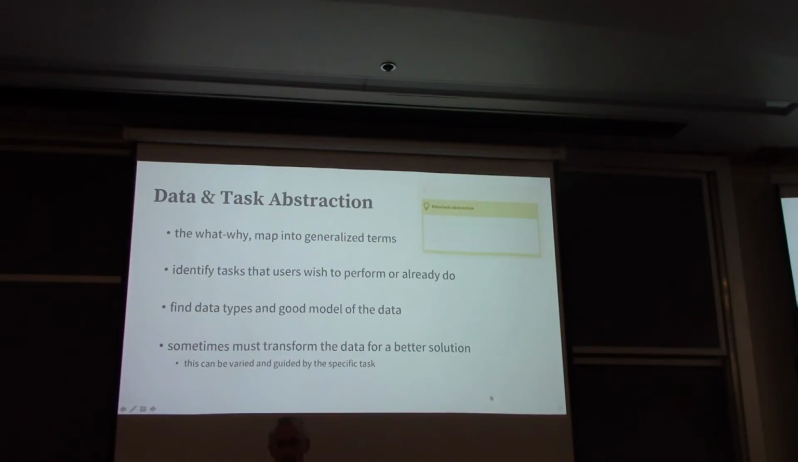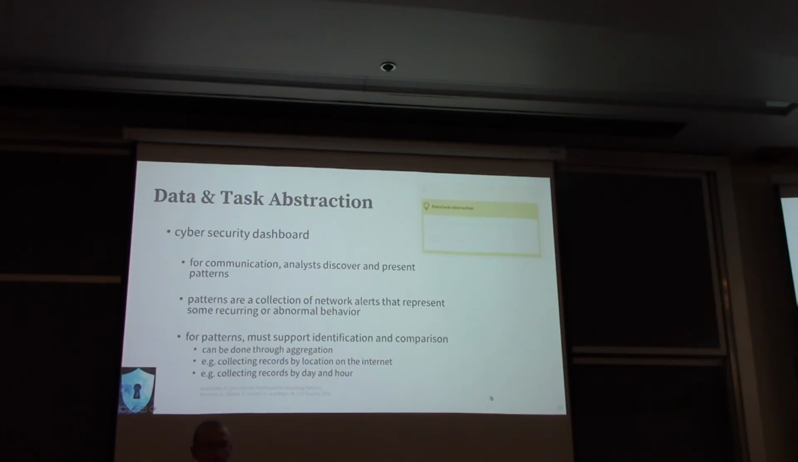But how you create these abstractions will really depend on your task, on what you're trying to achieve, and what your users want to do. So for my dashboard project, we were again looking at this task of communication. Specifically, we were trying to figure out how the analysts discover and present patterns, and these patterns were the really important thing that we found. Patterns here are a collection of network alerts that represent some recurring or abnormal behavior. Recurring in the sense that there could be a lot of them happening, or abnormal because it could even be just a single alert.